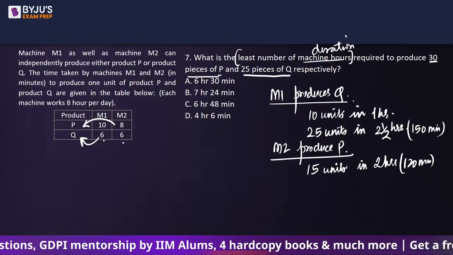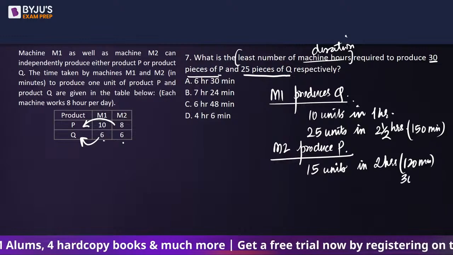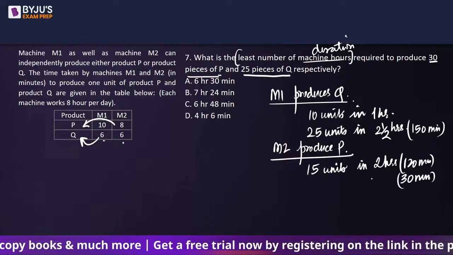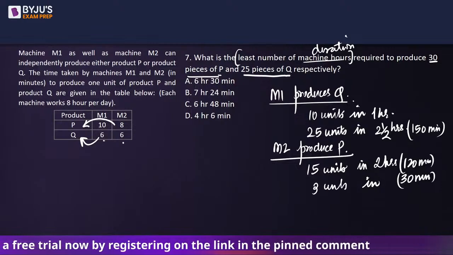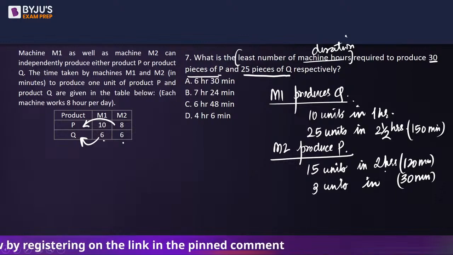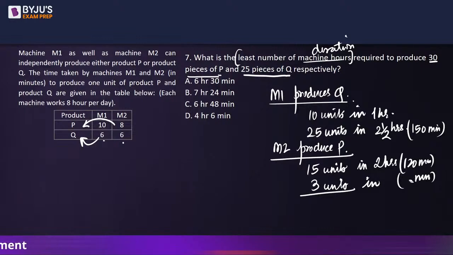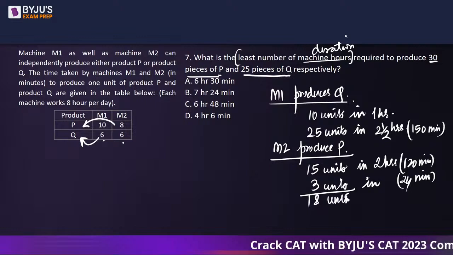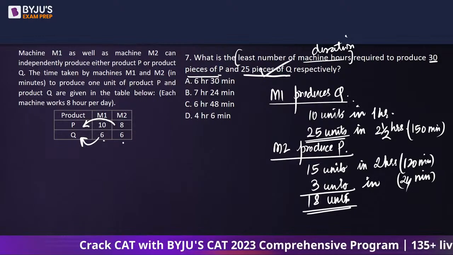Now we need another 15 units of P to be produced. So in the remaining half an hour, that is 30 minutes, it will be able to produce 30 by 8, which is 3 more units. So there are 6 minutes that are still unused, but we can't do anything about it. It will be utilizing only 24 minutes, right? So it ends up producing 18 units. And we have all the units of Q being produced.